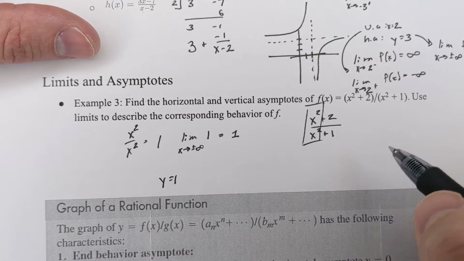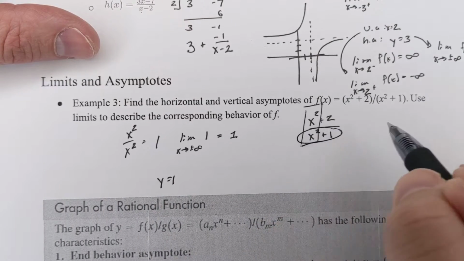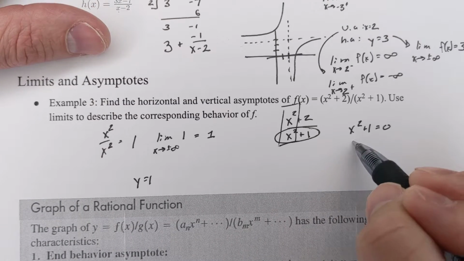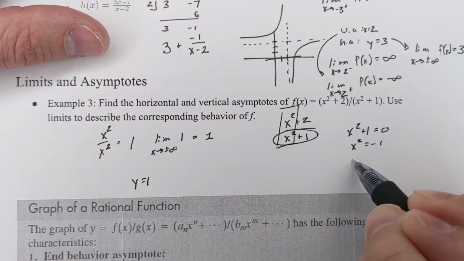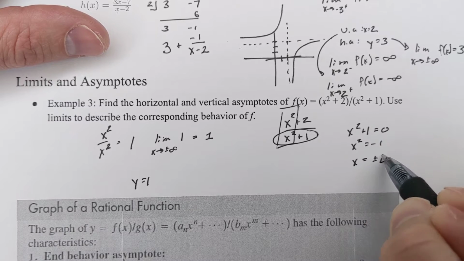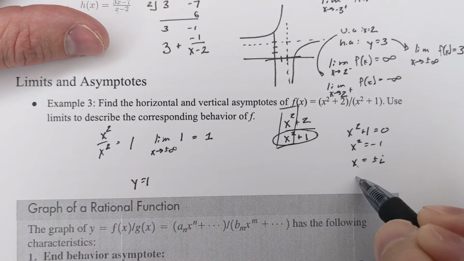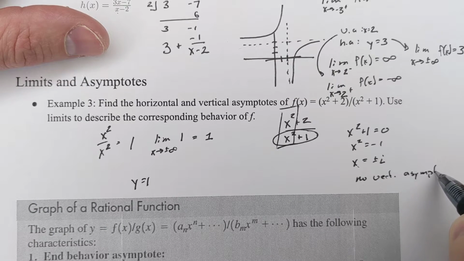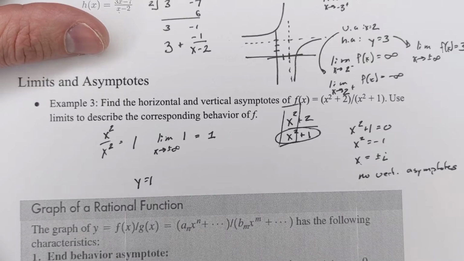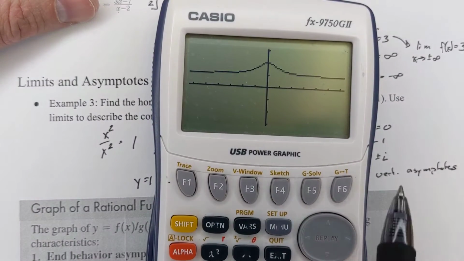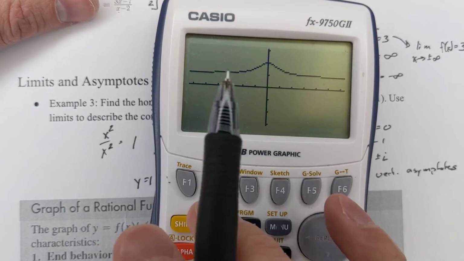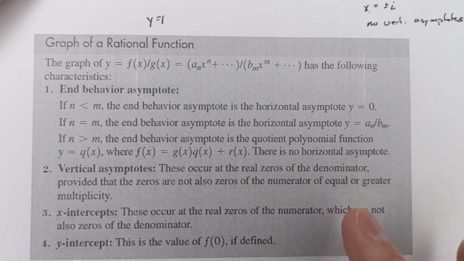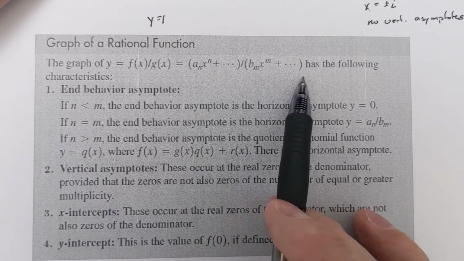To find the vertical asymptotes, I look at just the denominator, and I set it equal to 0. Because that's what causes vertical asymptote. So this becomes x squared equals -1. So x is equal to plus or minus i, which isn't a real number. So this graph has no vertical asymptotes. And if you look at the graph, there aren't any. There are no spikes. If you look at the graph as it's running left and right, it is leveling out at y equals 1. So down here, it says graph of rational has the following characteristics.